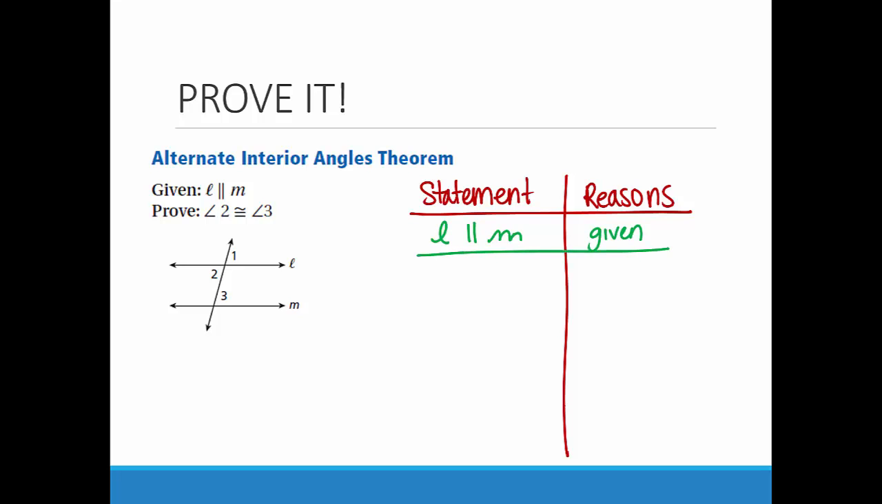So the next piece of information we can use, if I know L is parallel to M, I know that 1 and 2 have to be congruent. And that is the vertical angle theorem. So I know that angle 1 has to be congruent to angle 2.